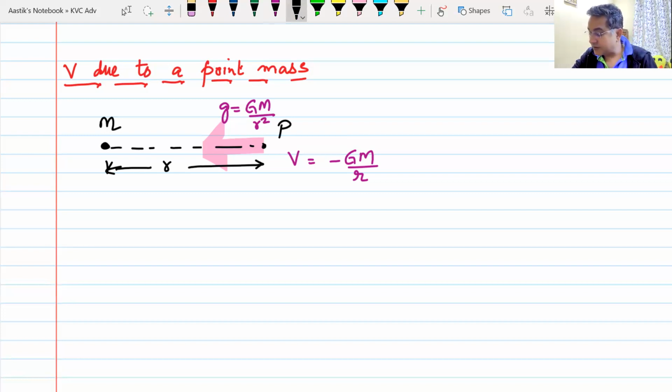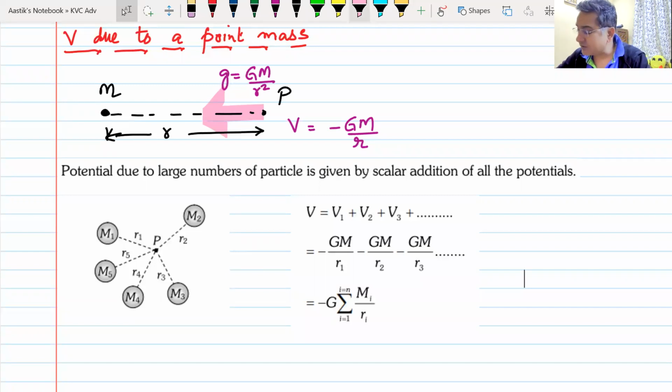How will you find out the gravitational potential due to more than one point mass? We have to add them all. You will have to add. Yes, it is simply the addition. Why is it simply addition? Because it is just a scalar quantity.